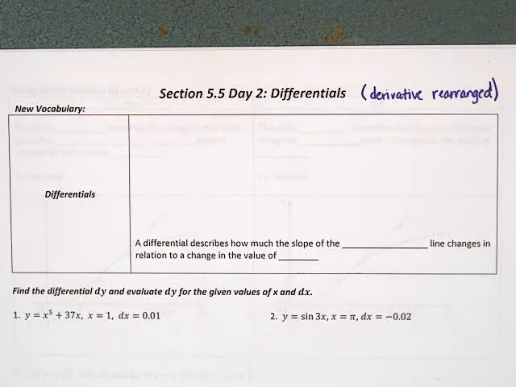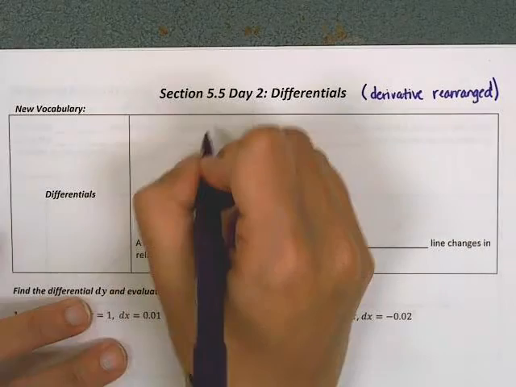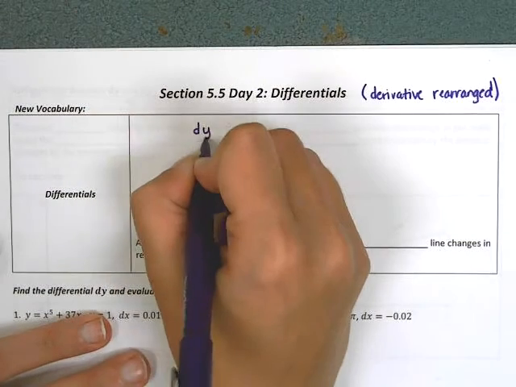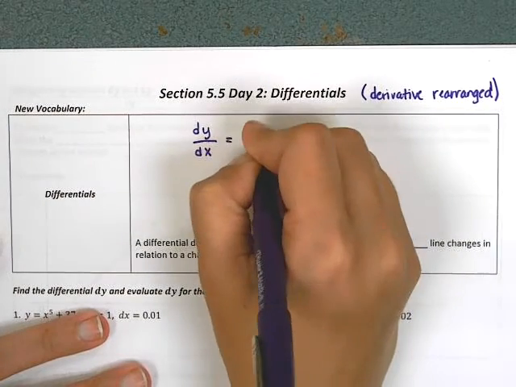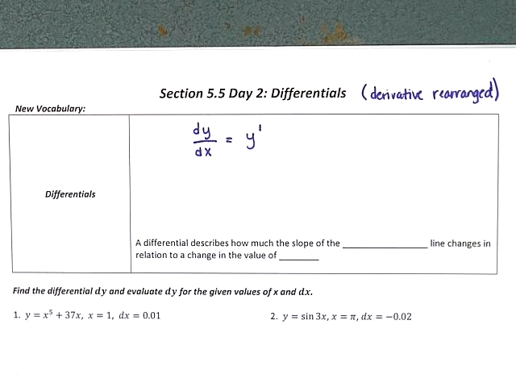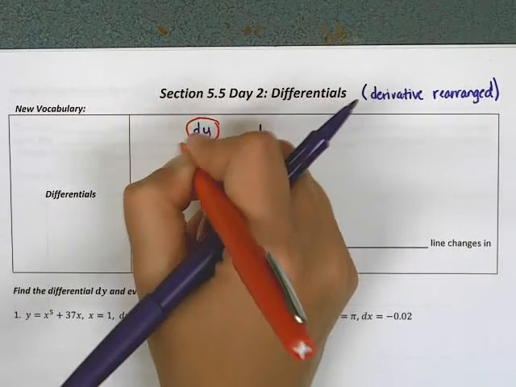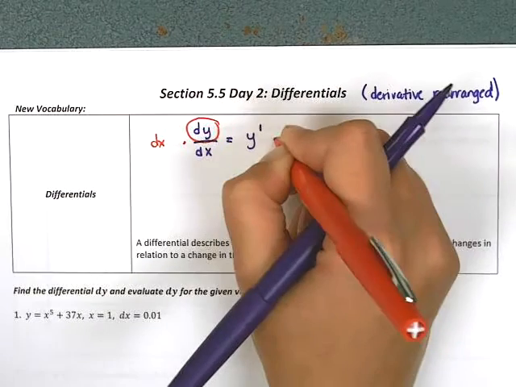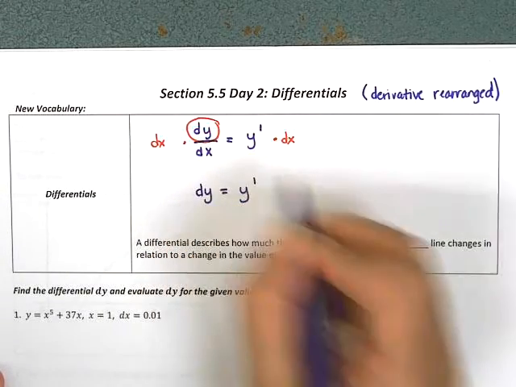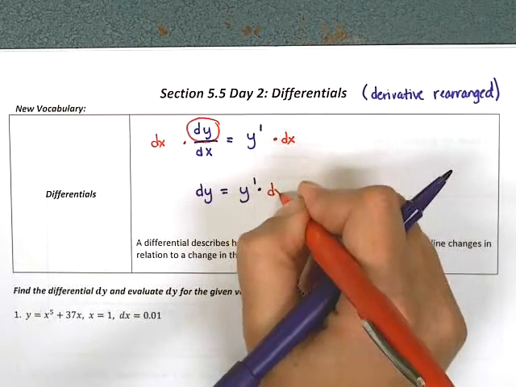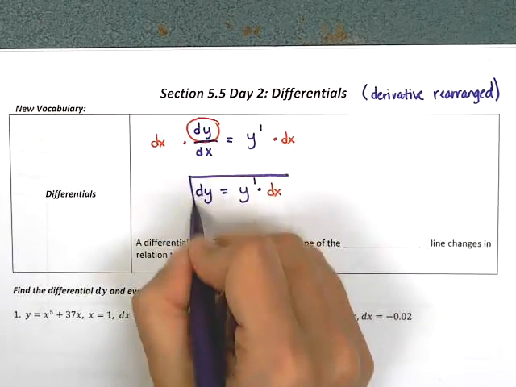We have two different notations that both mean derivative. dy over dx means derivative, and y prime also means derivative. The reason I'm able to put an equal sign in between there is because they mean the same thing. Basically, what a differential does is it says, get the dy by itself. So in order to do that, I'm going to multiply by dx on both sides, and I get that dy is y prime times dx.